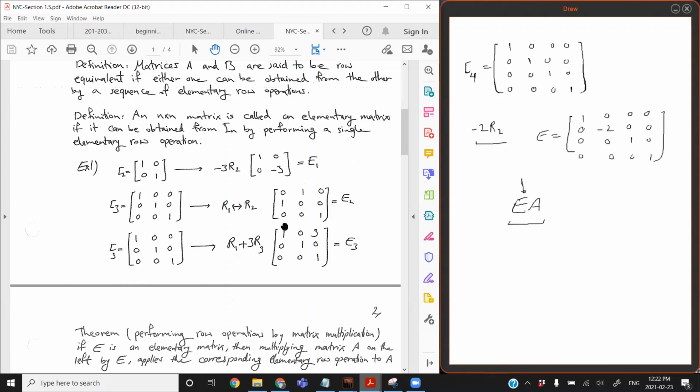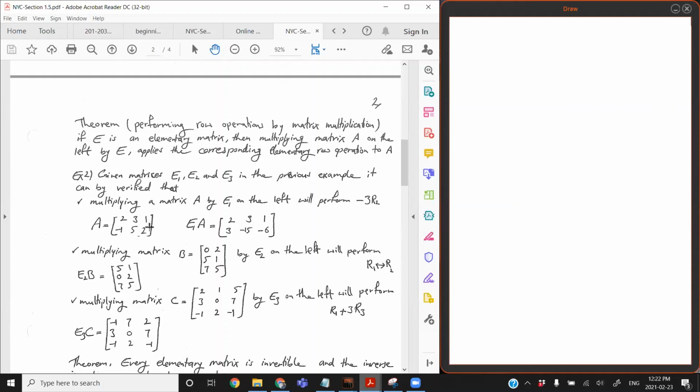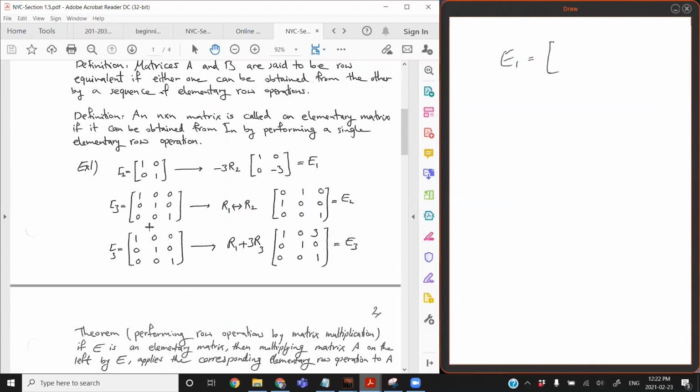Okay, so now what would happen if I multiply this matrix A by E1? So let me just read E1 again. E1 is over here, 1, 0, 0, -3, and E1 corresponds to this row operation. E1 corresponds to multiplying the second row of I2 by -3.